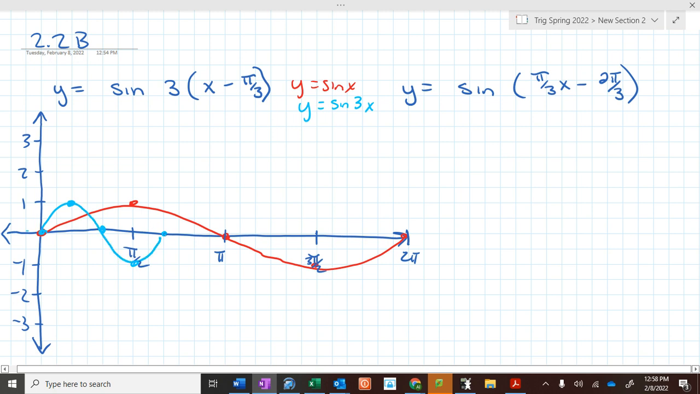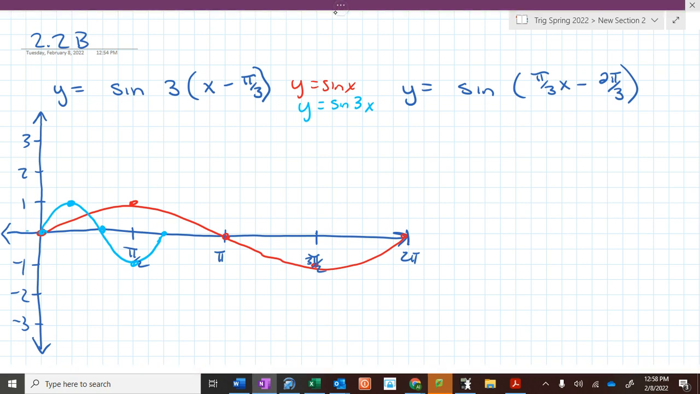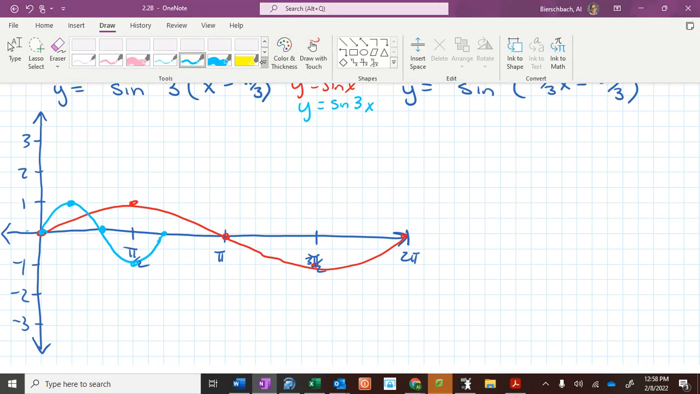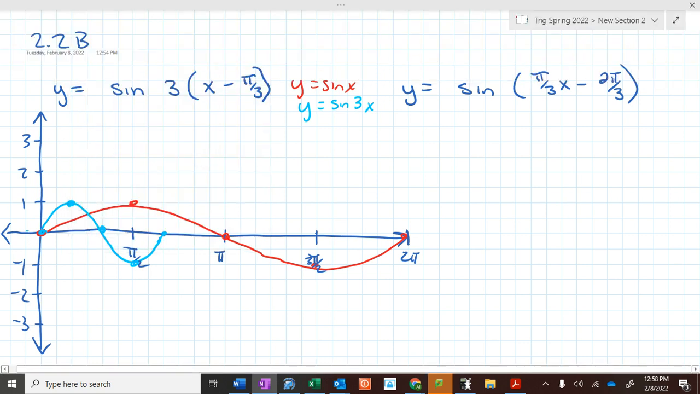And then minus pi over 3. Pi over 3 is how many spaces? 4 spaces, because 1/3 of 12 is 4. So everything moves 4 spaces to the right. Look good? Okay.